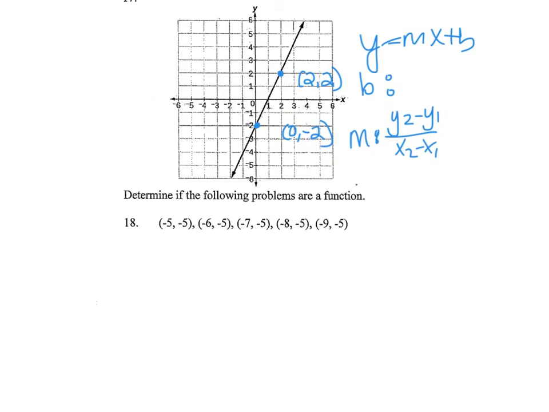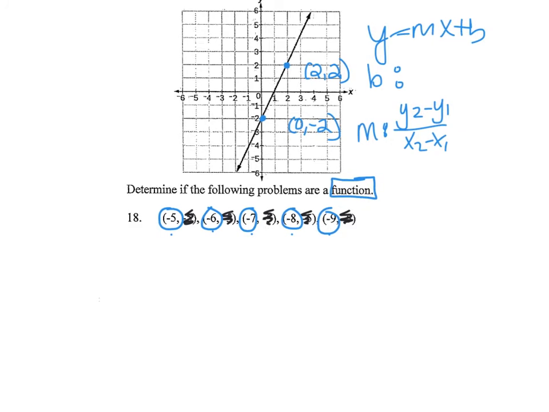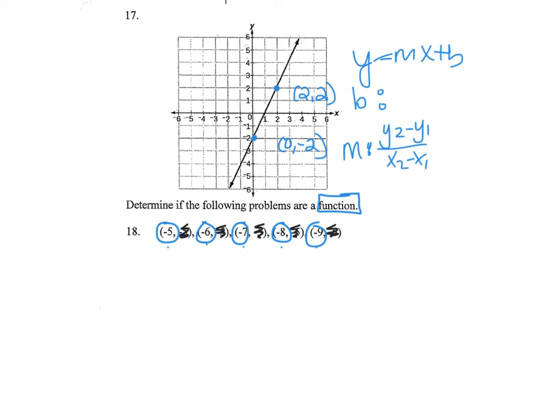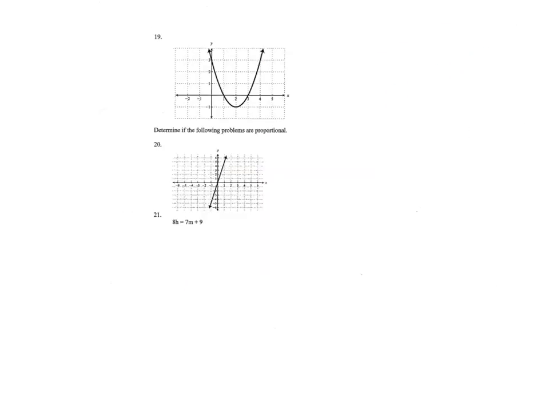18, determine if the following problems are a function. Remember, if we are determining a function, we're only looking at x values, and we are looking to see if any of those numbers repeat. In this case, we've got -5, -6, -7, -8, -9. None of those numbers repeated. They were all different, so that means this is a function. If any of them repeat, then it's not a function.